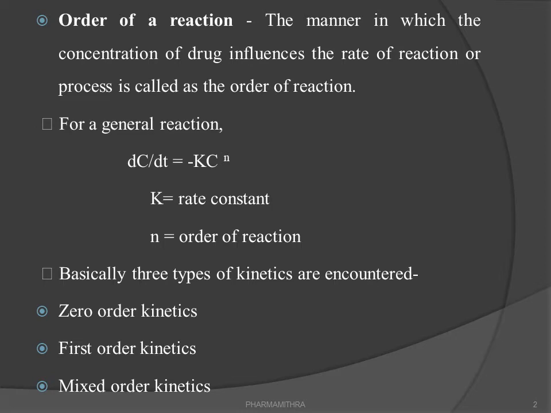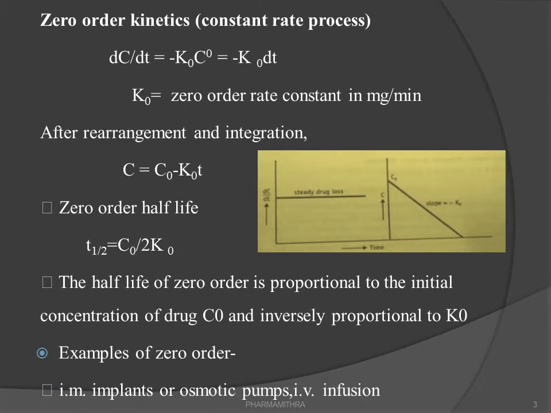Basically, three types of kinetics are seen: zero order kinetics, first order, and mixed order process. If n is 0, it's a zero order process. If n is 1, it's first order, and so on. Let us come to the case of zero order kinetics. It is known as a constant rate process.